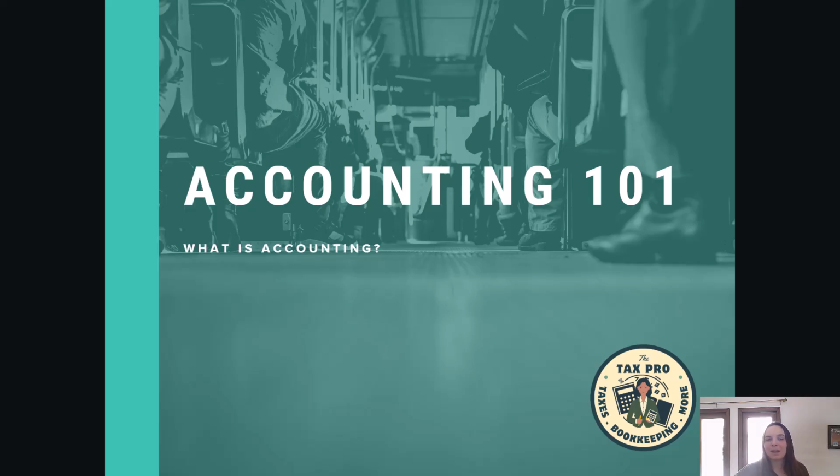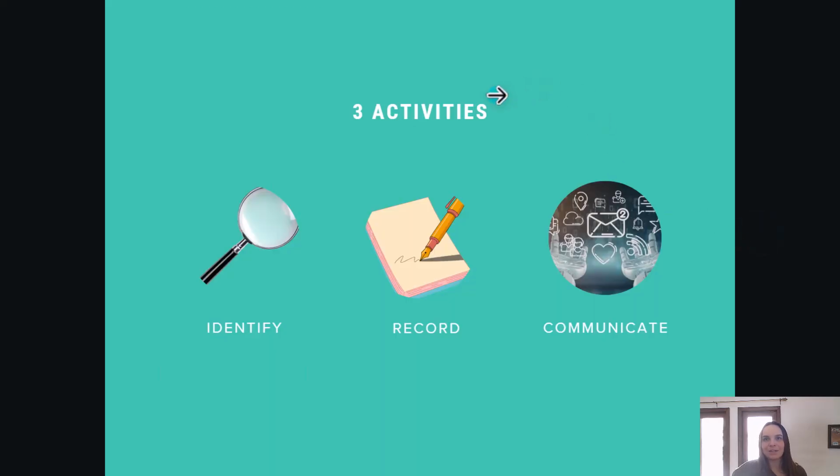So I'm going to give you a formal definition of accounting that's very broad and professional. We have three activities in accounting: identifying economic events, recording those economic events, and then communicating the information that we receive from that.